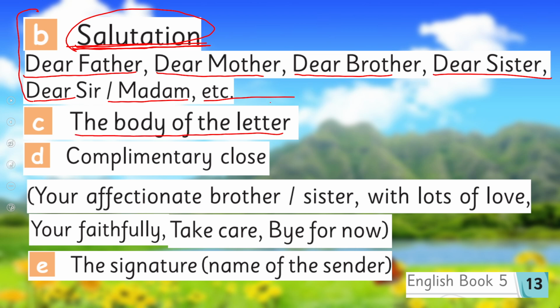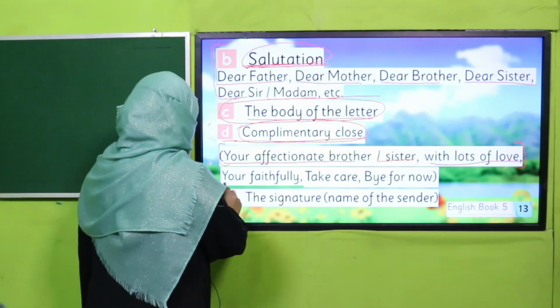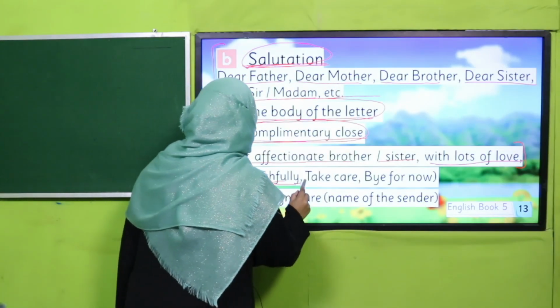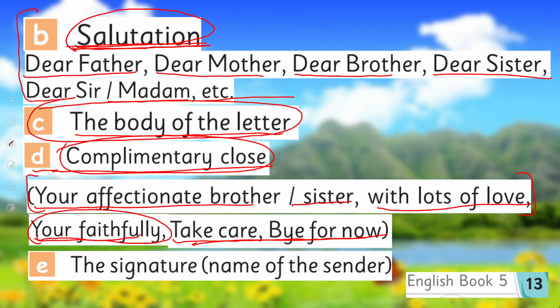Basically, here you mention whatever you want to write. The purpose of your writing, you write in detail over here in this part, which is called body of the letter. And finally, you close with the complimentary close. You close your letter by using your affectionate brother, sister, with lots of love. These are the words, complimentary close, we use for an informal letter. But yours faithfully, this word we use for a formal letter. Take care, bye for now. This you can use anywhere.